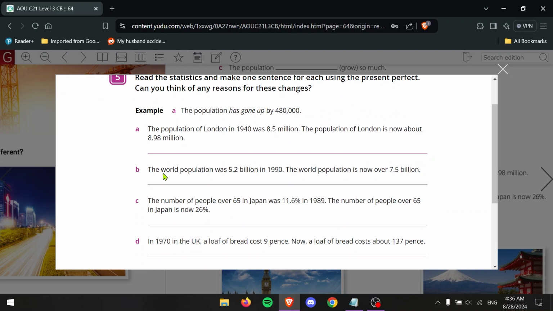Let's take a look at the first one. The population of London in 1940 was 8.5 million. The population of London now is about 8.98 million. Okay, so if we want to, we can just take it from the example for the first one. Population has gone up by 480,000.